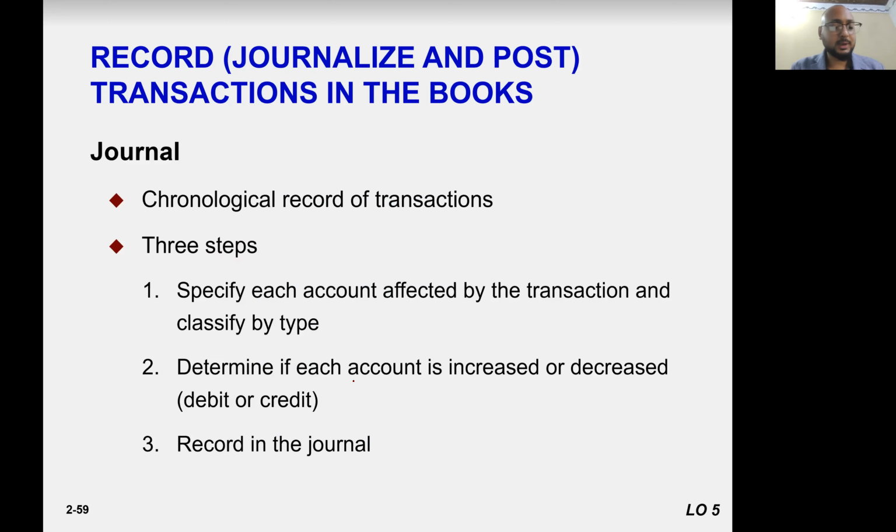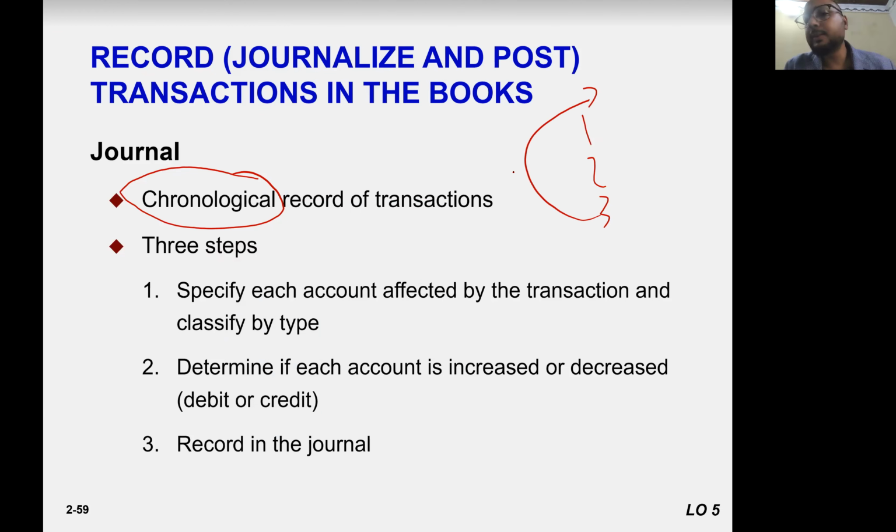You purchase this, you purchase that, everything is recorded under the journal. So this is not the account. This is a book which just records transactions chronologically, date wise. It doesn't mean that you can record the 3rd February transaction before 1st February. No, it records transactions chronologically on a daily basis.